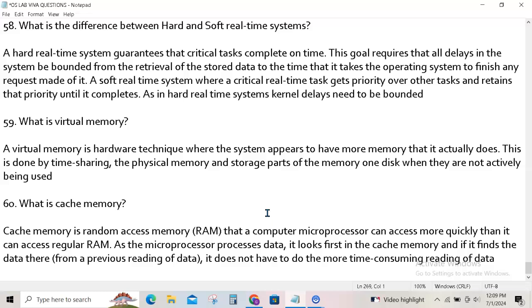Next, what is cache memory? Cache memory is random access memory, or RAM, that the computer microprocessor can access much more quickly than the regular RAM. As the microprocessor or CPU processes data, whenever a request is made, it first checks whether the data is present in the cache memory, and if it finds it, that helps to save time. Otherwise, it has to perform the more time-consuming reading of data by taking it from the main memory.